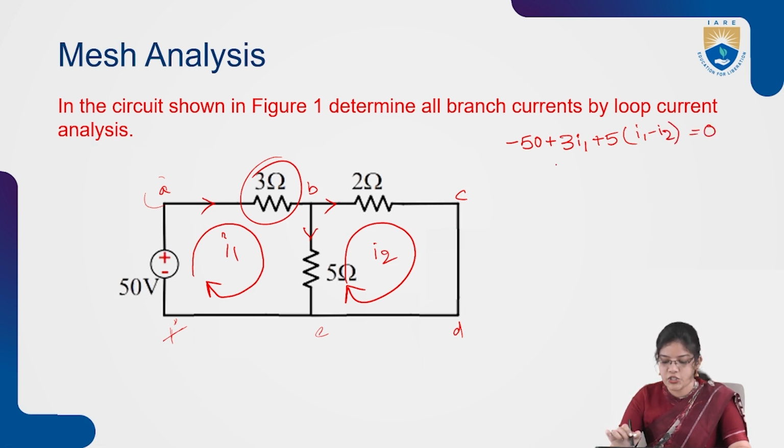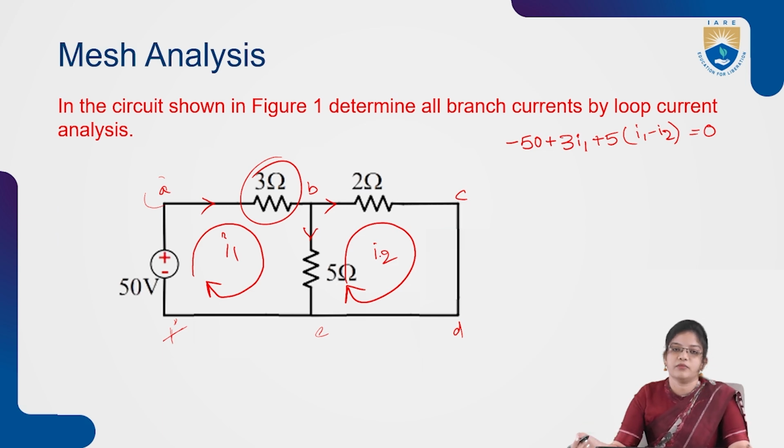So I have taken the equation for the first mesh, and now I am taking it for the second mesh. The direction is also clockwise. If we consider the first mesh as clockwise, all the other meshes must also be considered clockwise. If we take it anti-clockwise, all the other meshes also have to be anti-clockwise.